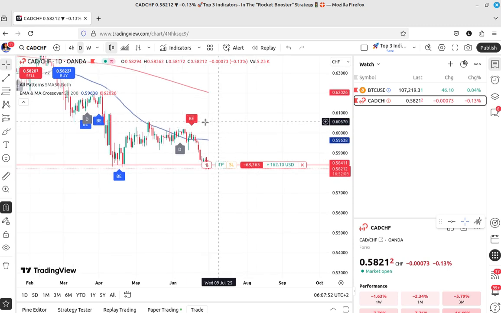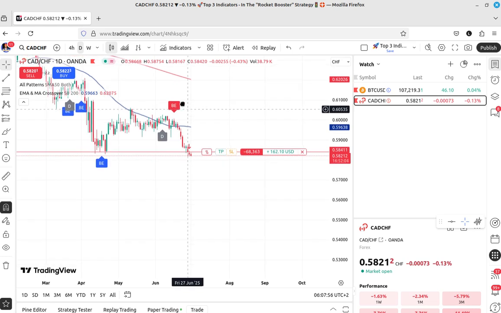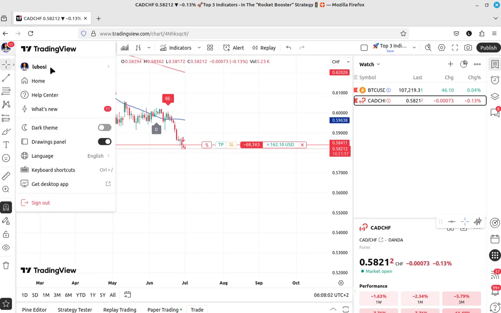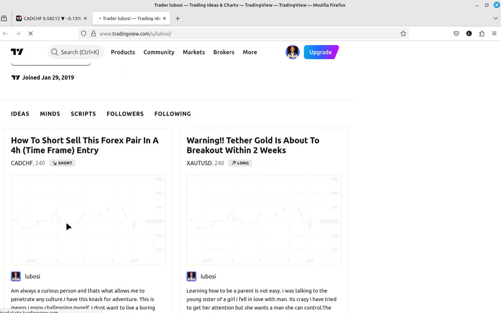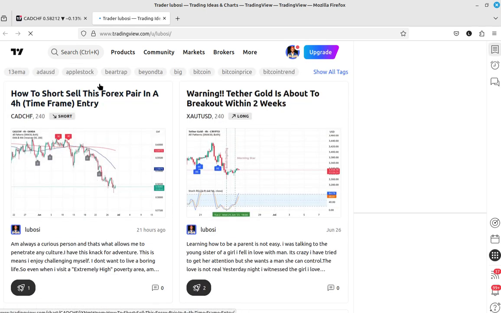So I'm here to do the trade review for yesterday. Let me show you something. I made a trade prediction, I think that was yesterday on TradingView. This is the article on TradingView. It's called "How to Short Sell This Forex Pair, a 4-hour time frame entry."